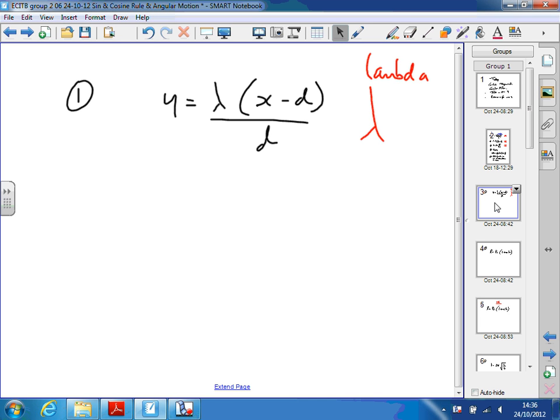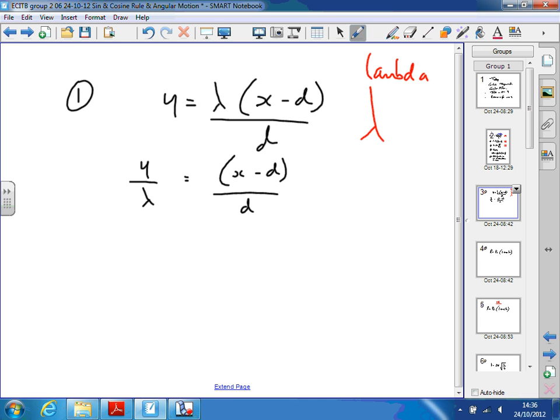So you have the formula y equals lambda (x minus d) all over d. And we have to rearrange it for d. What might you do first? Could get rid of the lambda, divide both sides by lambda. So what would I end up with, Miles? Divide by lambda: y over lambda equals (x minus d) over d. Could do that, yep.